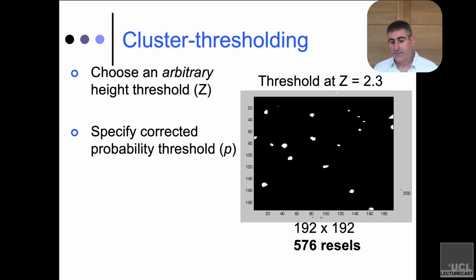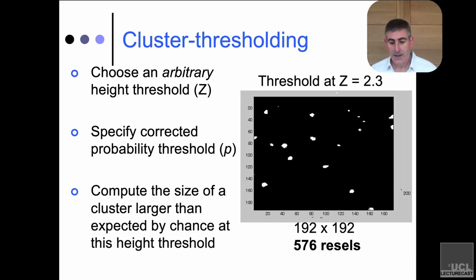So once we've specified this arbitrary height threshold, we then have to say, well, what are we going to accept by chance? And this is normally the default. We're going to accept a false positive rate of 0.05. So the probability threshold, P, will be 0.05. The height threshold, Z, was a Z of 2.3 in this case. And then we can say, well, based on this, I can see I have this empirical distribution of what I get by chance in a Gaussian random field.